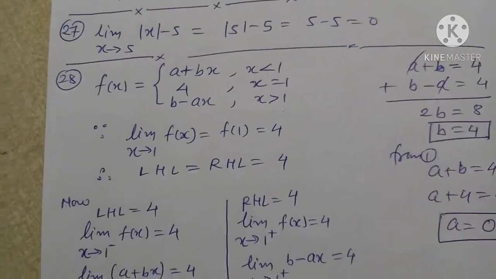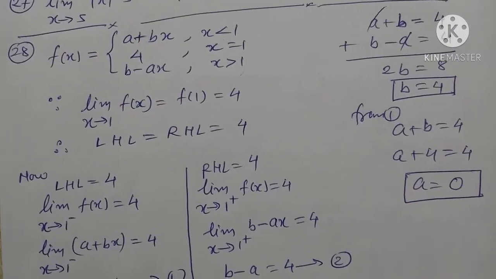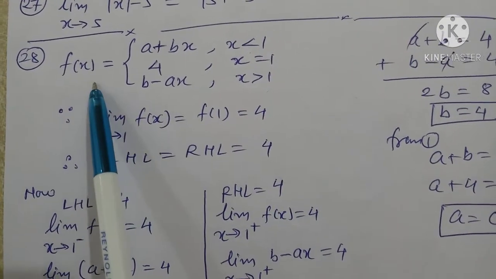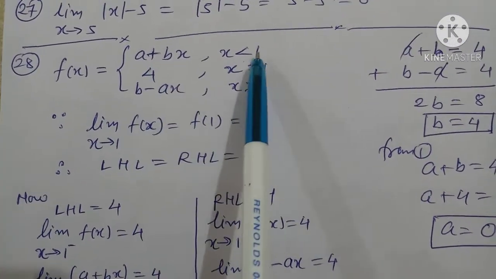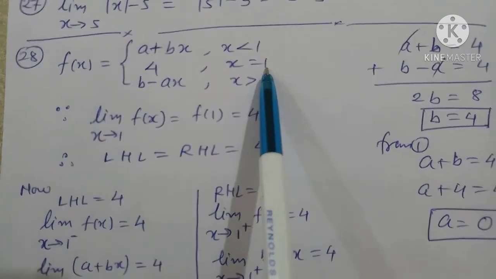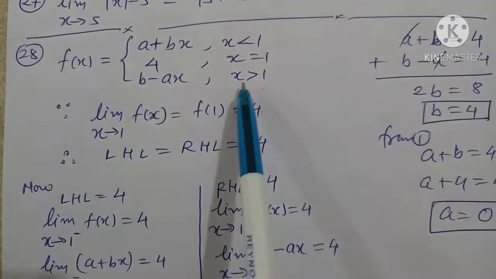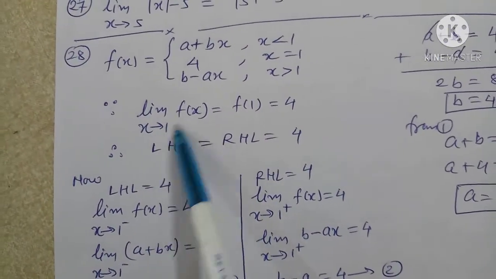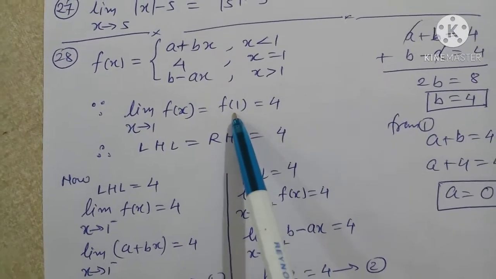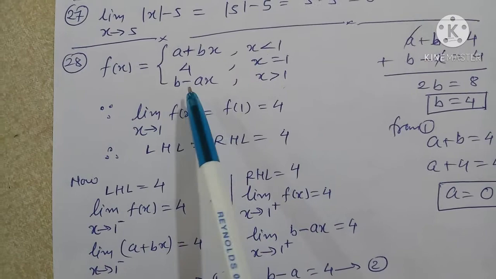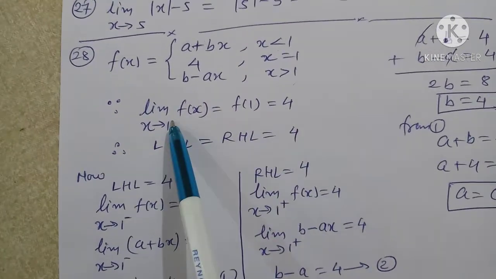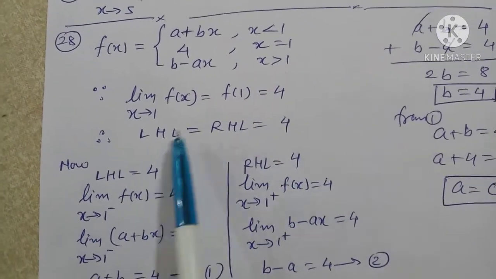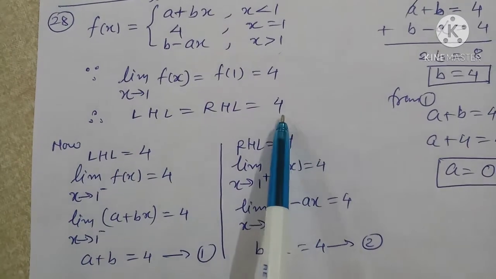Now next, 28. In question number 28, we have to find the values of a and b if the function f(x) is equal to a plus bx when x is less than 1, 4 when x is equal to 1, and b minus ax when x is greater than 1. In this question the limit of this function at x equal to 1 is given, which is f of 1, it means 4. So indirectly the limit of this function is given, which is 4. Since the limit is 4, it means the left hand limit should also be 4 and the right hand limit should also be 4. It means LHL and RHL both should be 4.